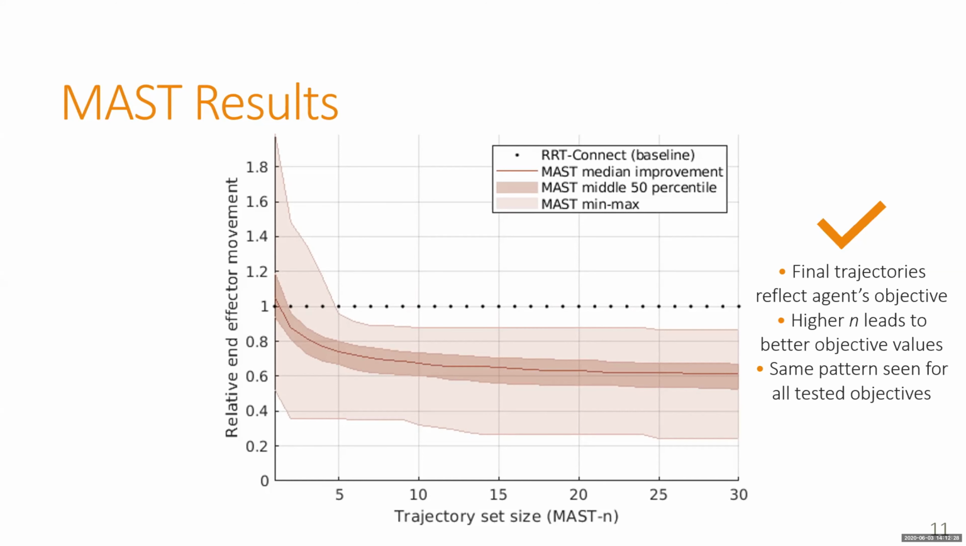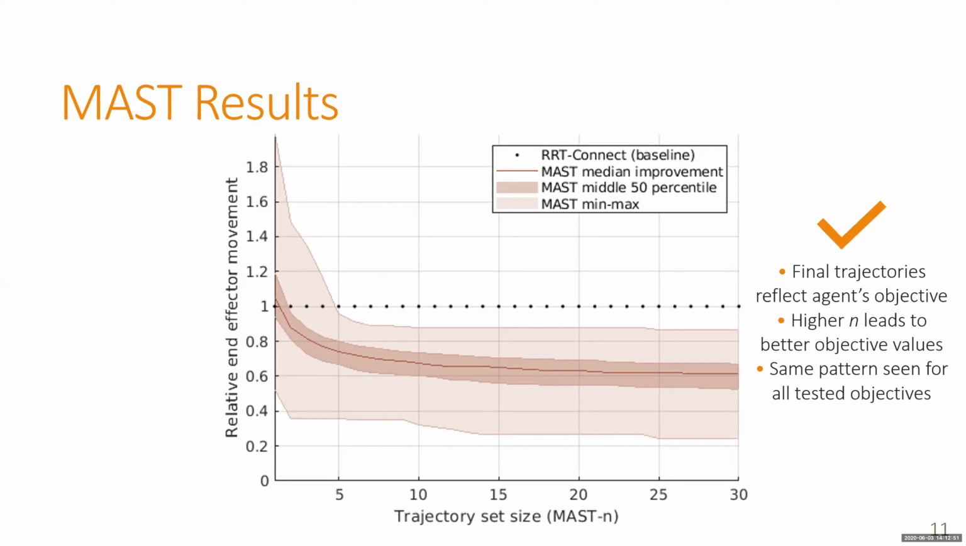This was a really cool result for a few reasons. First of all, it means that our pipeline is working. So the final trajectories actually do reflect the agent's objective because we're seeing improvement over the baseline here. Being able to show that higher n leads to better objective values is also very reassuring. It means that the more trajectories you consider, you're usually able to find better results.